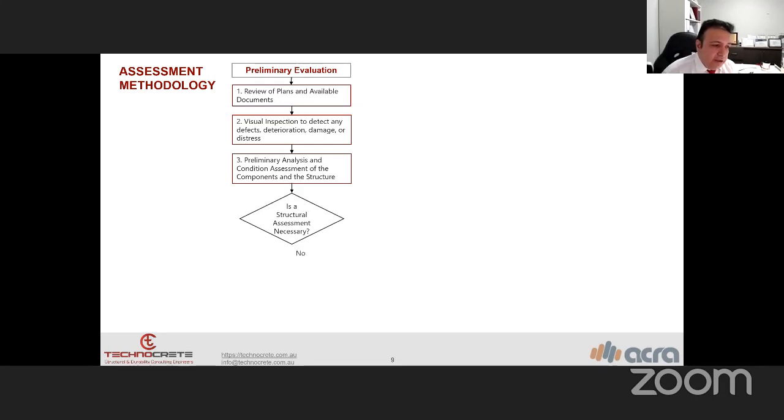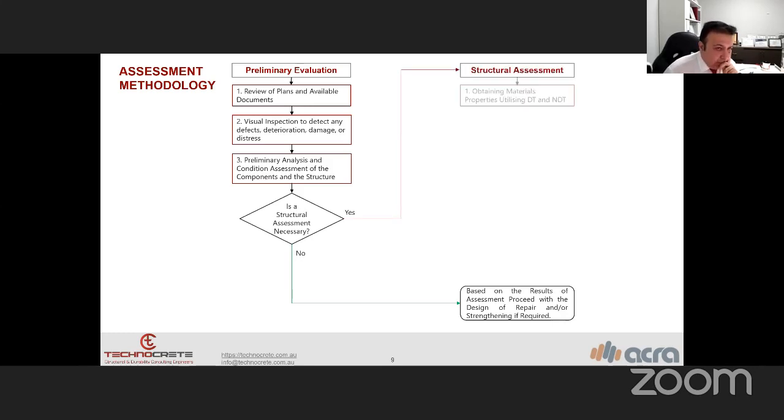If not, then we have to design a proper repair operation or a strengthening, but strengthening cannot be designed before the other stuff. Then only the repair design can be done if we don't need the structural assessment. But if we need a structural assessment, then we have to obtain the actual current mechanical properties of the material.